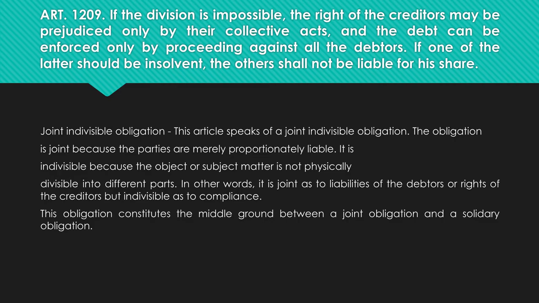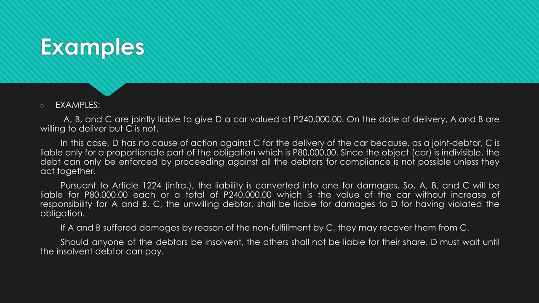The obligation is joint because the parties are merely proportionately liable. It is indivisible because the object or subject matter is not physically divisible into different parts. In other words, it is joint as to liabilities of the debtors or rights of the creditors, but indivisible as to compliance. This obligation constitutes the middle ground between a joint obligation and a solidary obligation. Let's look at an example. A, B, and C are jointly liable to give D a car valued at 240,000 pesos. On the date of delivery, A and B are willing to deliver, but C is not.